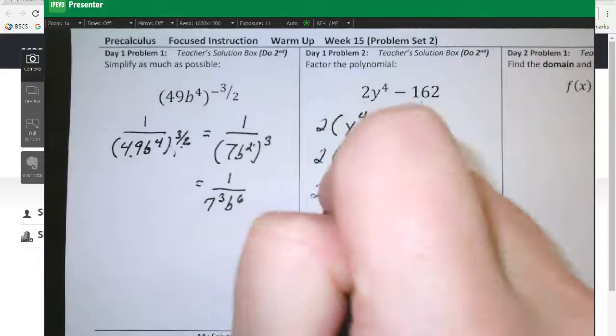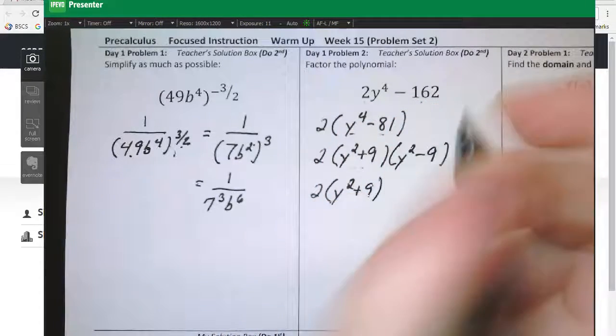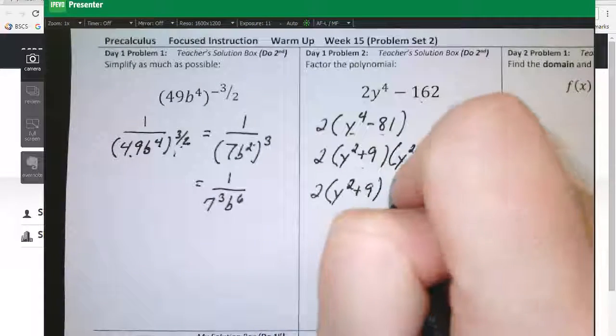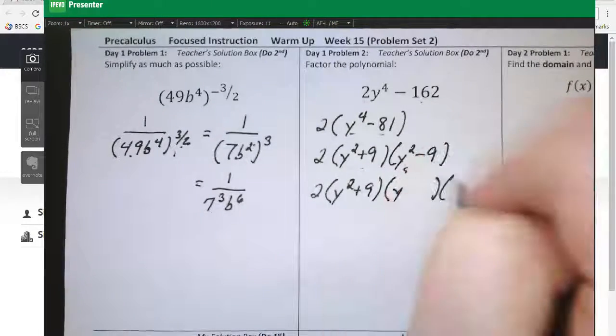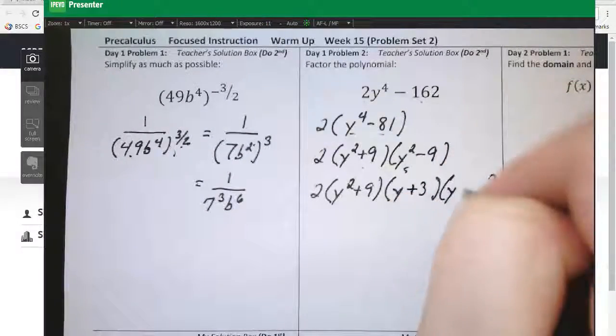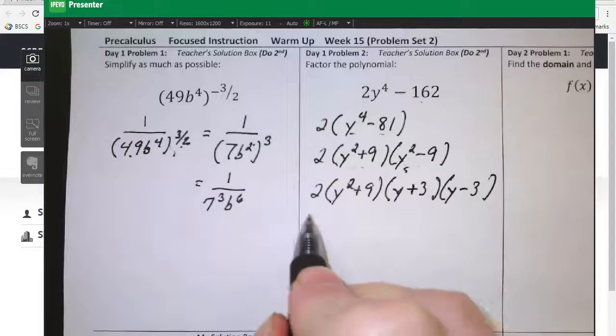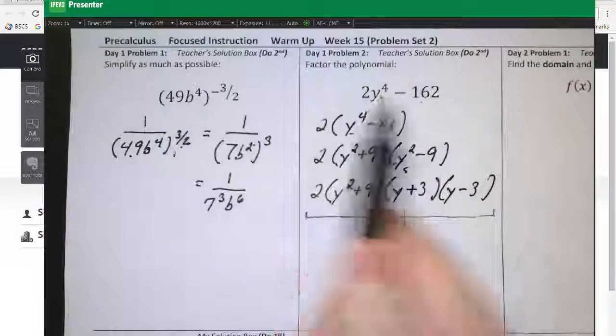And so now we have 2 times the y squared plus 9. And then our difference of squares can be rewritten using the double parentheses. Y times y. And a positive 3 times a negative 3. So this long expression here is the completely factored form of the original polynomial.